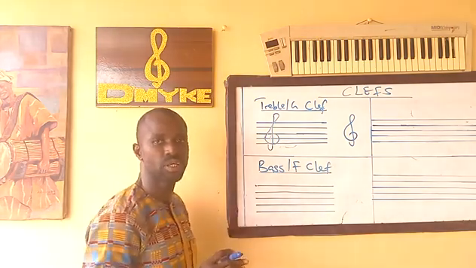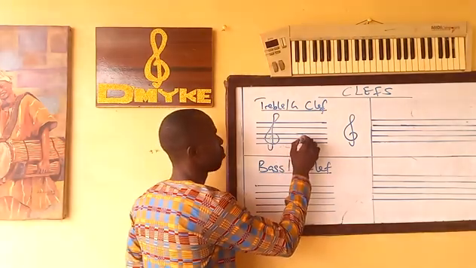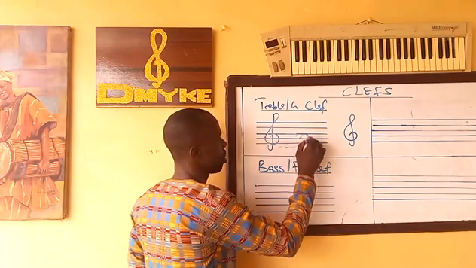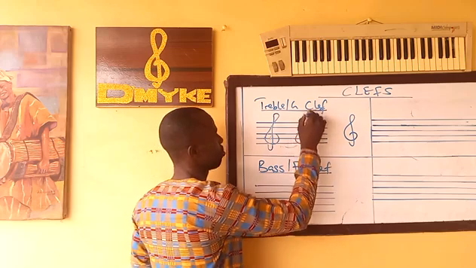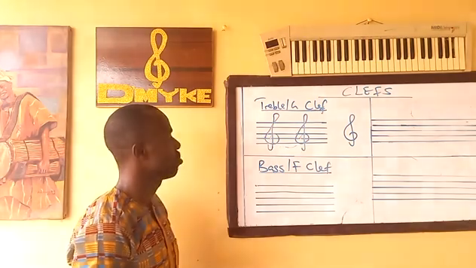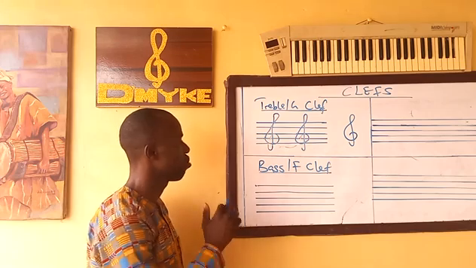Let's draw another one. I'll be a bit faster this time. Put a dot on line 2. Make a curve, touch line 3, back to line 2, back to line 1, out. That is that. So now let's discuss the bass clef, the bass or the F clef.